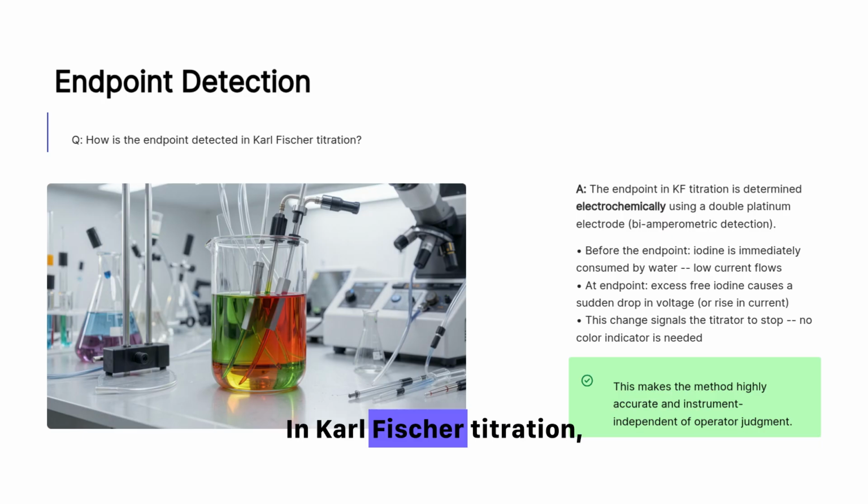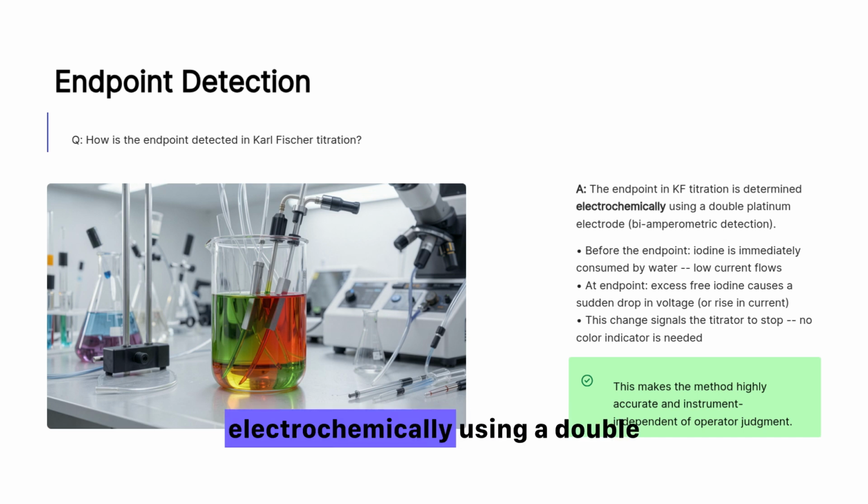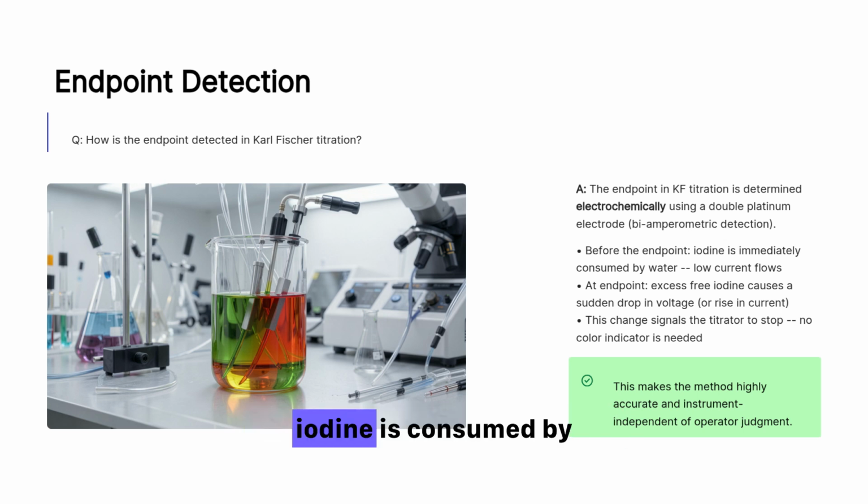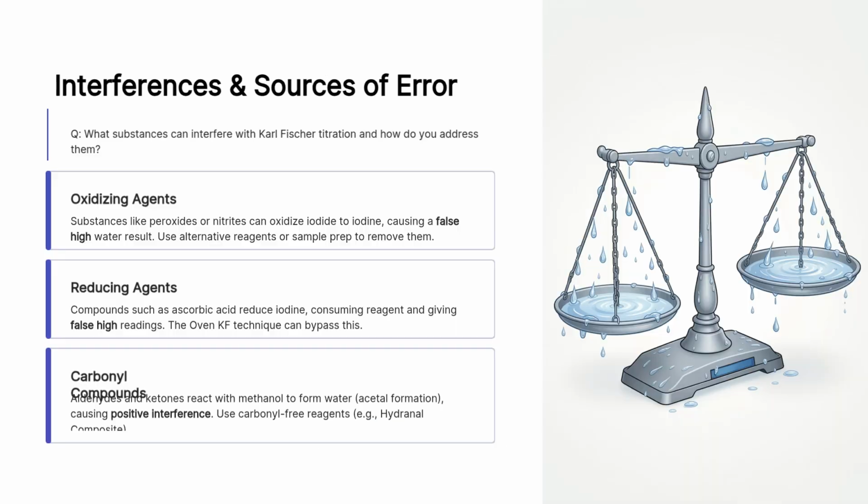In Karl Fischer titration, the endpoint is detected electrochemically using a double platinum electrode. Before reaching the endpoint, iodine is consumed by water, resulting in low current flow. At the endpoint, excess iodine causes a voltage drop, signaling the titrator to stop. This ensures high accuracy without relying on color indicators.